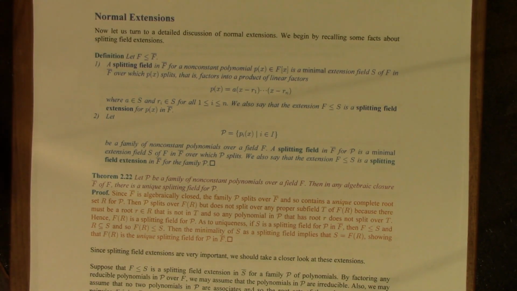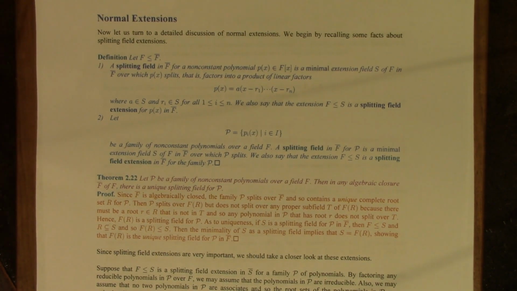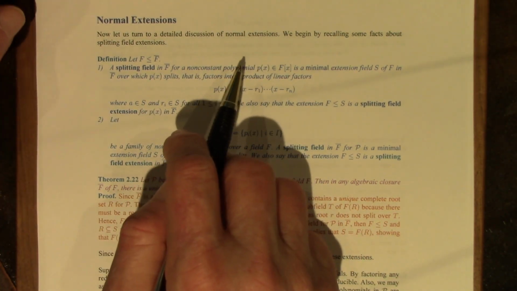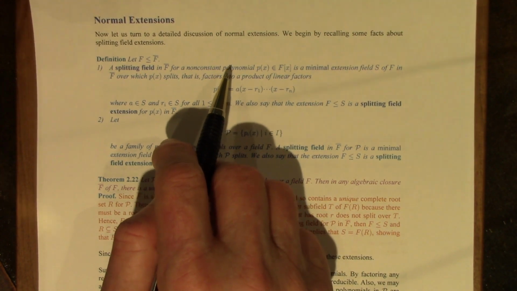We have studied several classes of field extensions so far: the finite extensions, the finitely generated extensions, algebraic extensions, transcendental extensions, and separable extensions. Let's consider now another very important class of field extensions, especially for Galois theory, the normal extensions. I want to begin by recalling some facts about splitting field extensions.